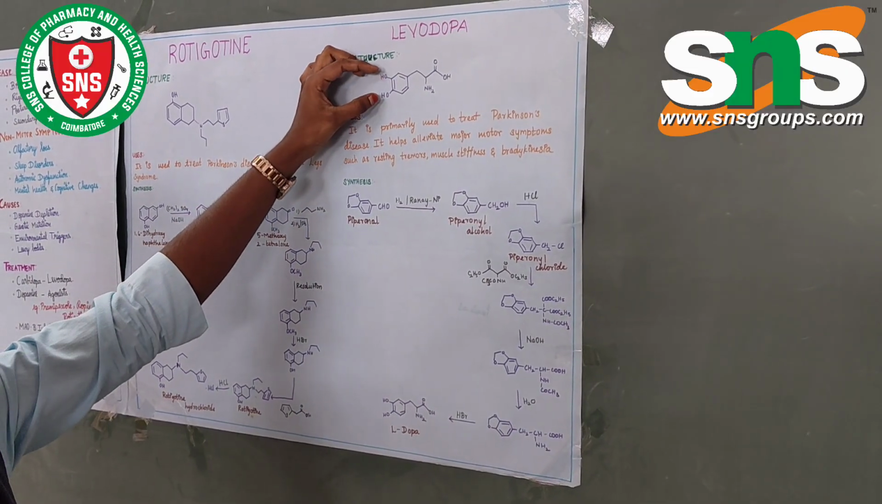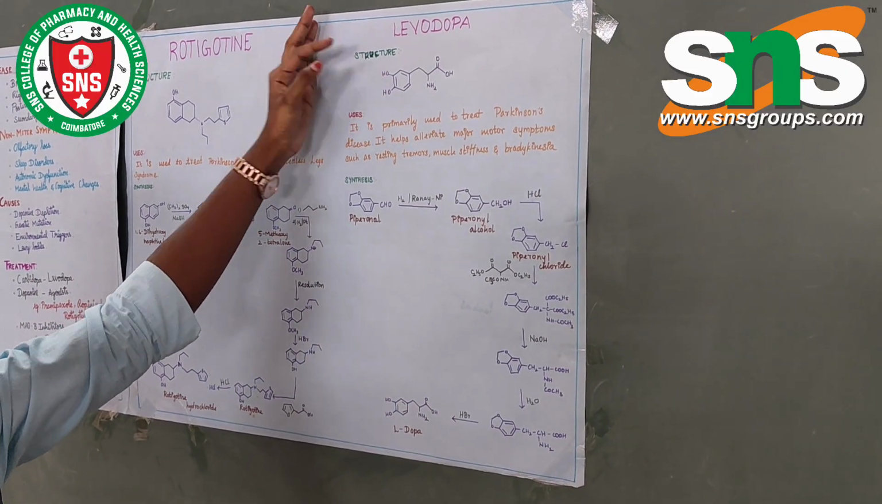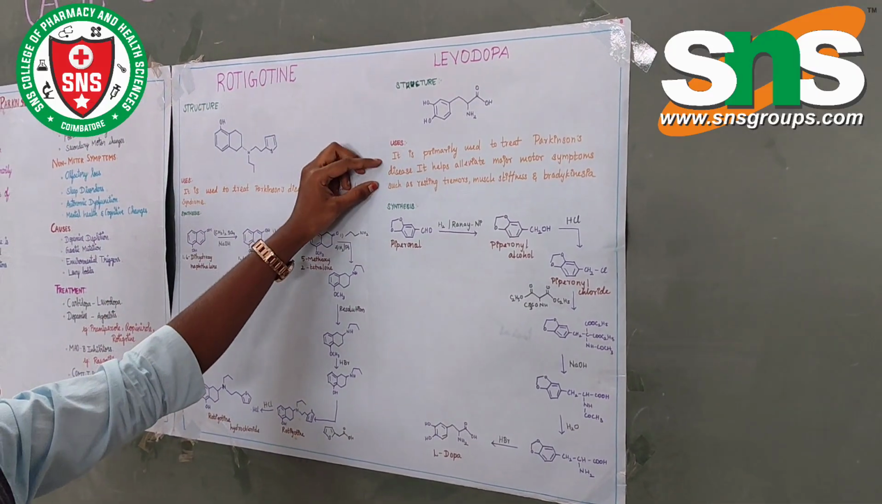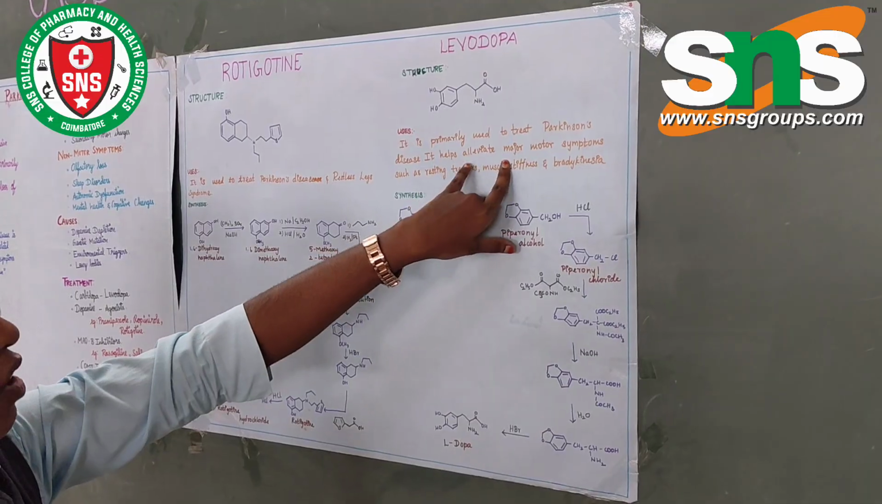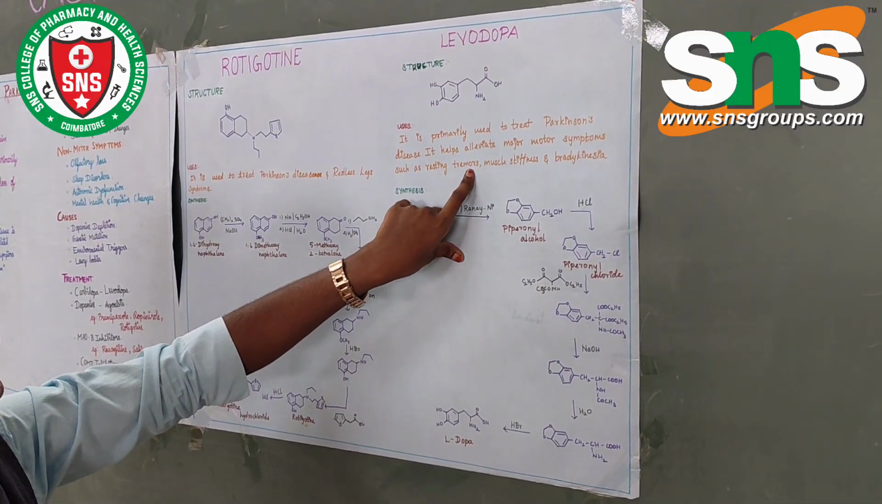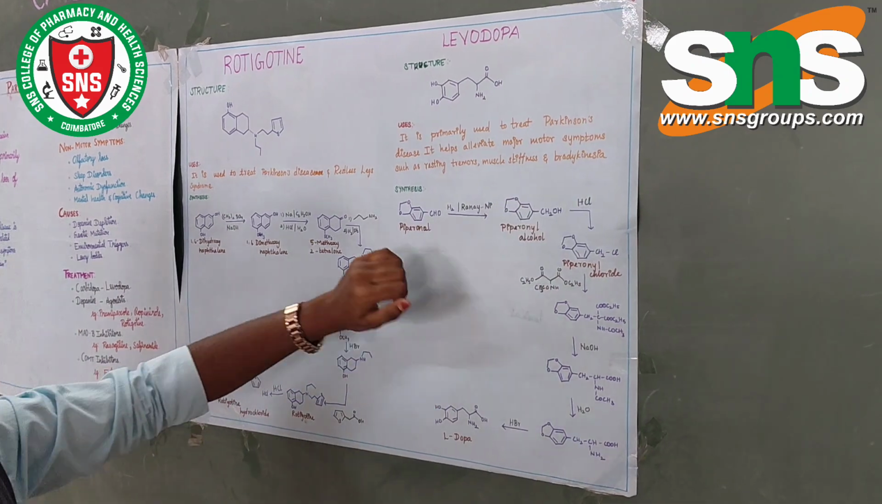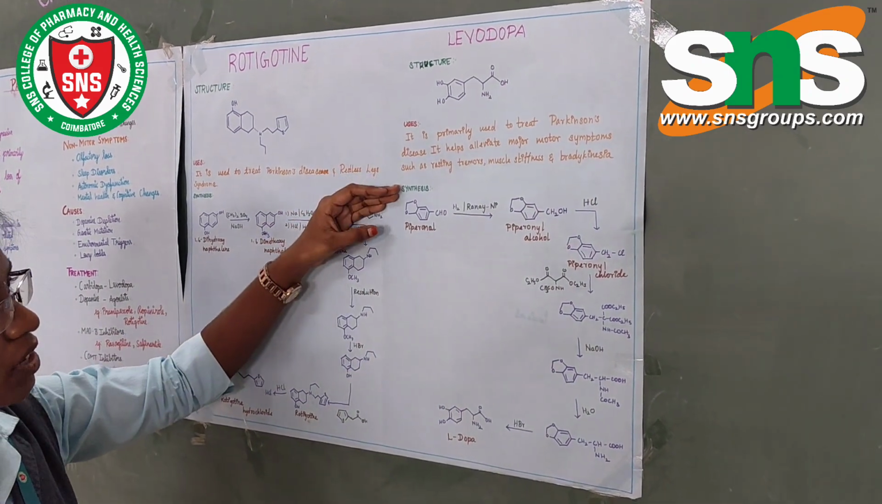It contains two adjacent hydroxyl groups. Apart from treatment for Parkinson's, it is used for treatment of motor symptoms such as resting tremors, muscle stiffness, and bradykinesia. Let us see the synthesis of levodopa.